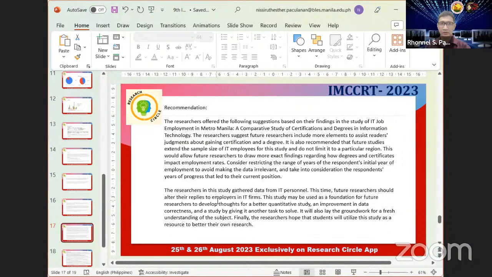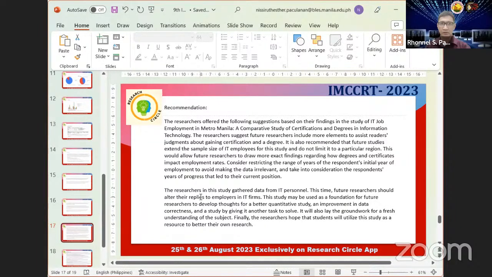The researcher suggests future researchers include more elements to assist readers' judgment about gaining certification and a degree, meaning to say that we must be able to get the two, the degree and at the same time certification, for us to have a specialization. It is also recommended that future studies extend the sample size of IT employees and not limit it to a particular region. This would allow future researchers to draw more exact findings regarding how degrees and certification impact employment rates.